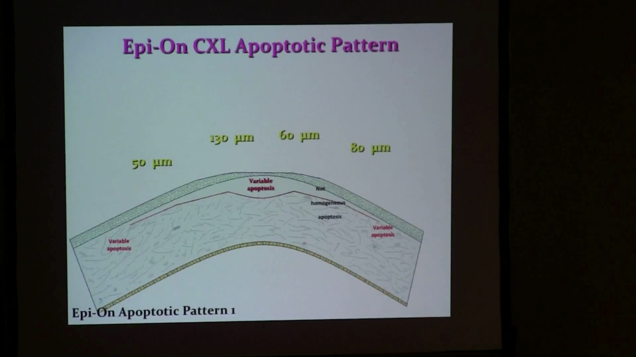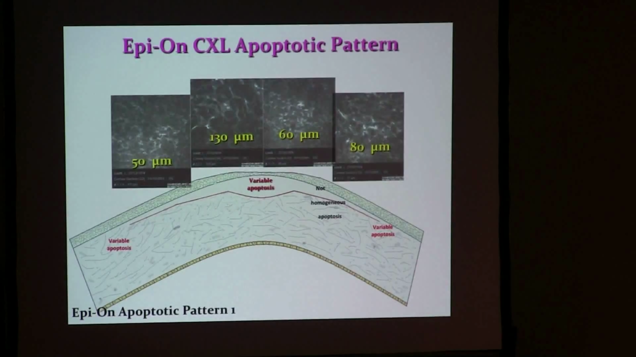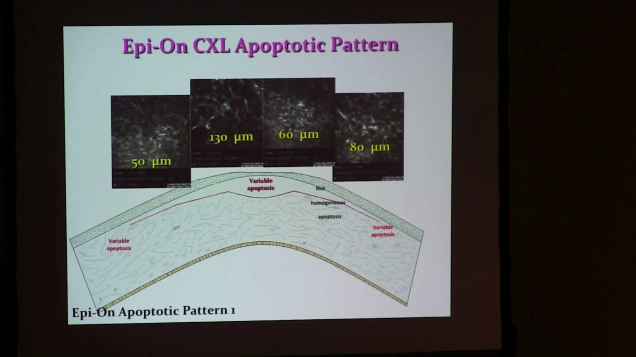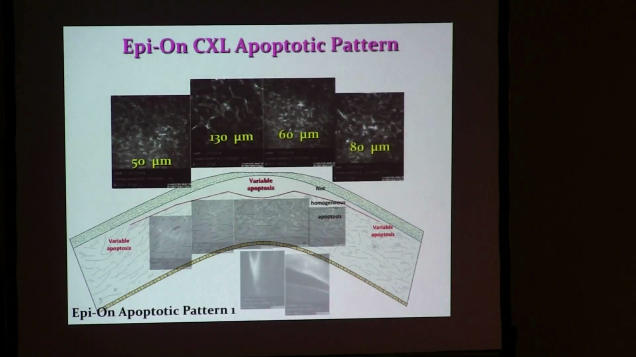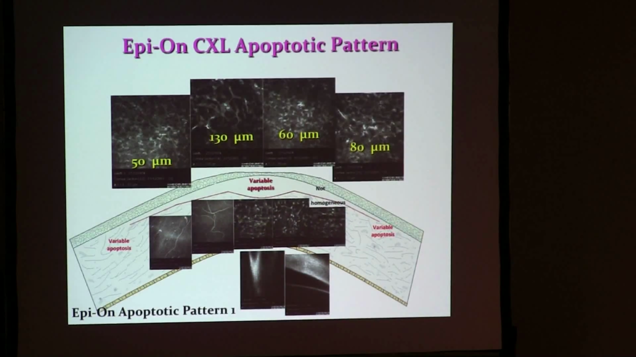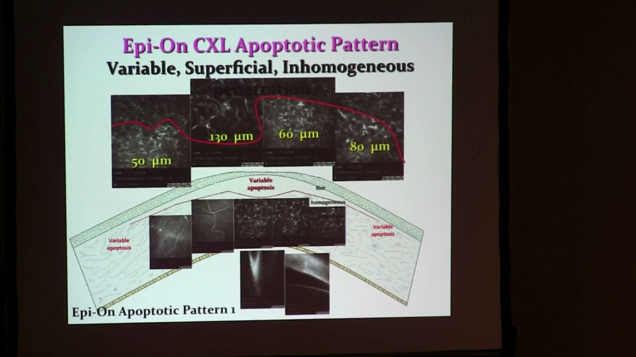And this is the reason. If we look at the confocal microscopy, we can see how in epi-on cross-linking we have an apoptotic pattern that is very variable, uneven, from the center to the periphery. We have a variable level of apoptosis, and the reaction is not so controlled, and it's just limited to the first 100 micron of the cornea.